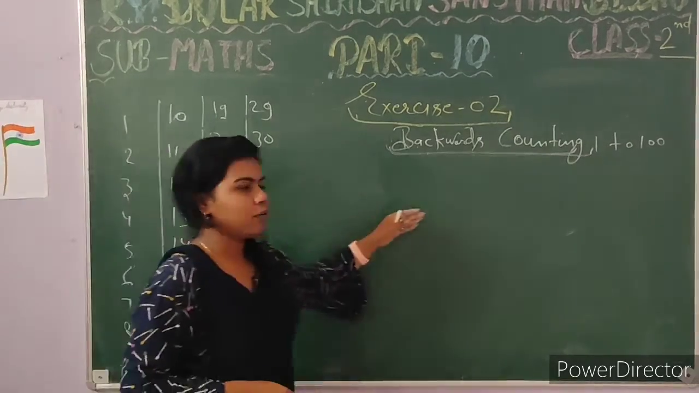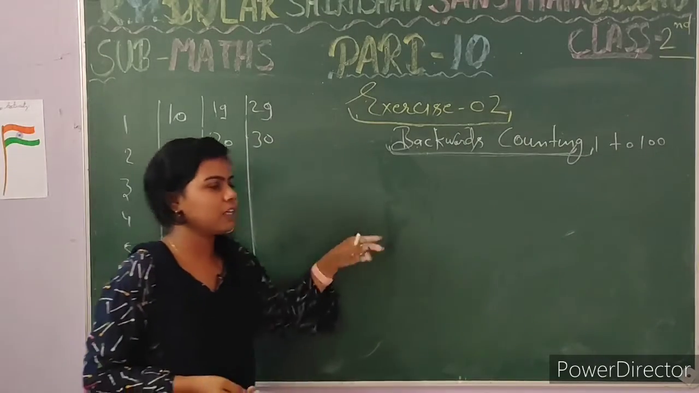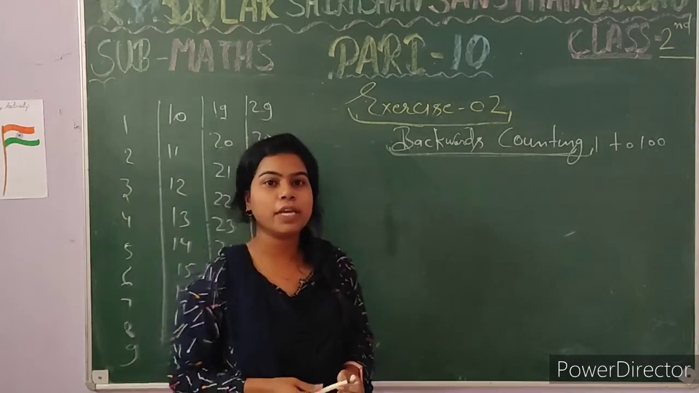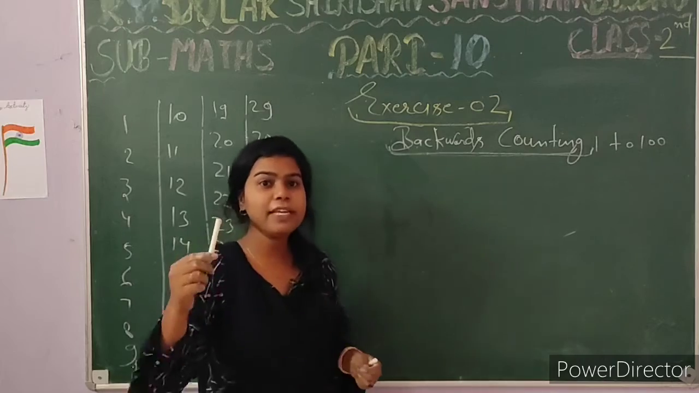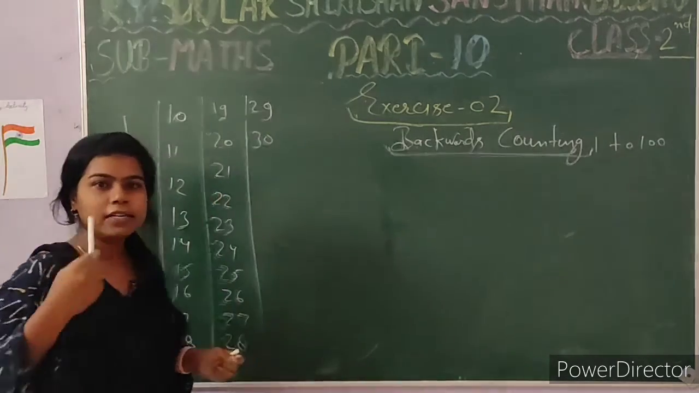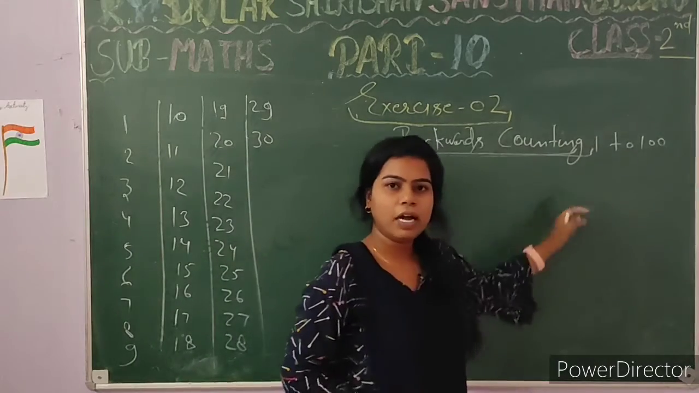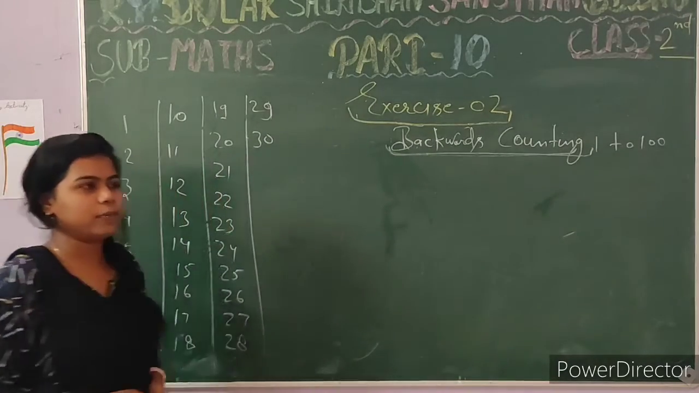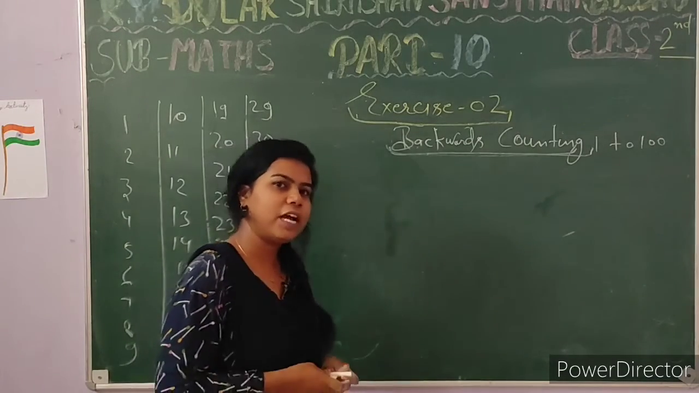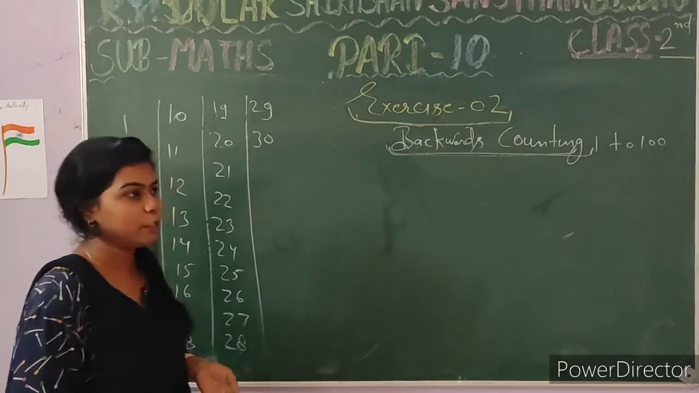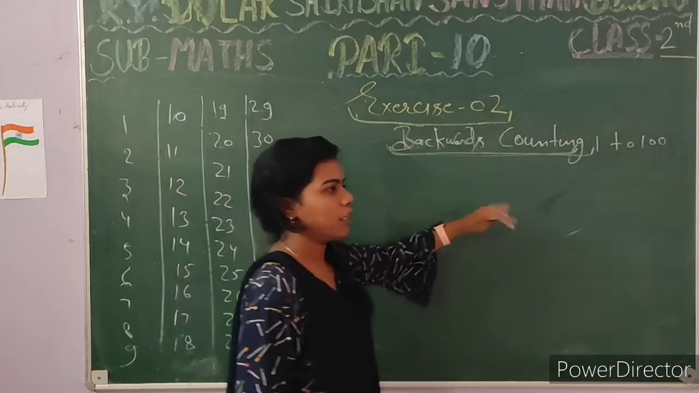So we write the countings. If the question is like that, write the backward counting 1 to 100, it means we have to arrange the counting in descending order. We have the numbers up to 100, 1 to 100. So our question becomes, arrange the countings 1 to 100 in descending order. We easily arrange the numbers in descending order because we studied descending order in previous parts.